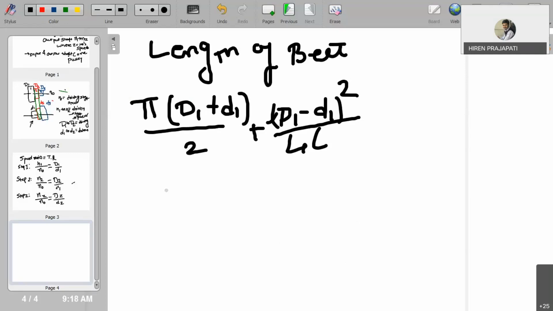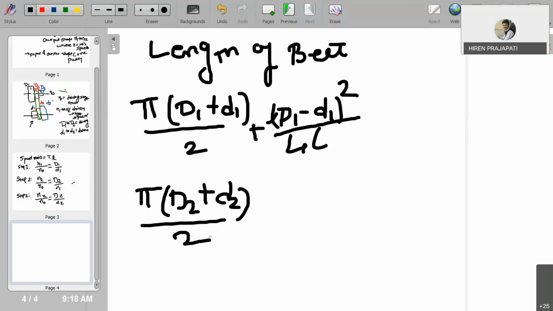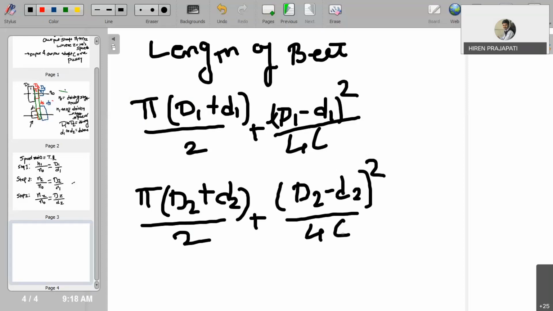Then the length of belt for the second combination will be pi by 2 times (D2 plus small d2), plus (D2 minus small d2) square, same as above, over 4C, right? But the condition is that the same belt is to be used. Then the length of belt is the same.